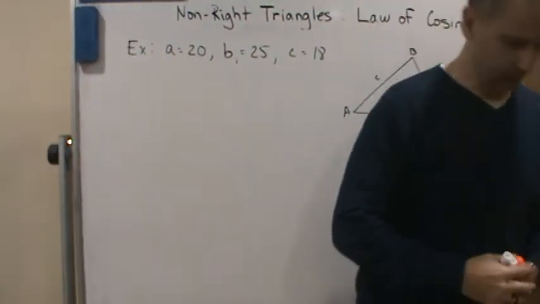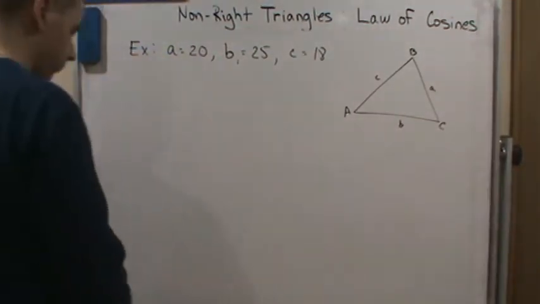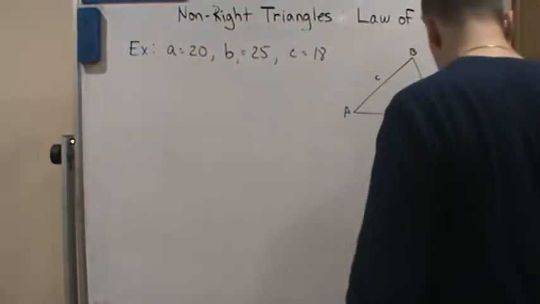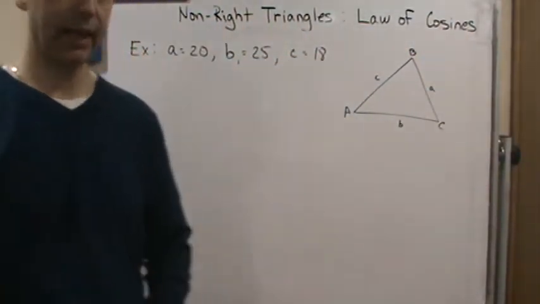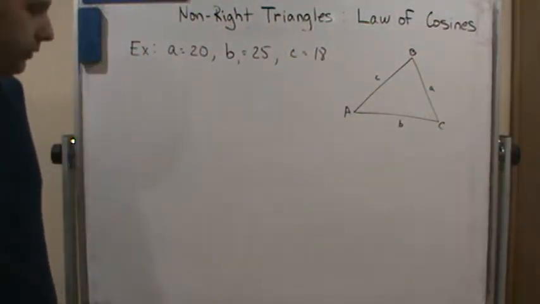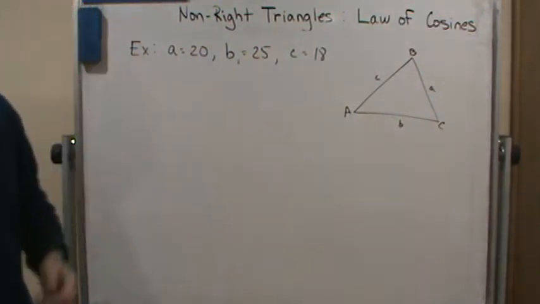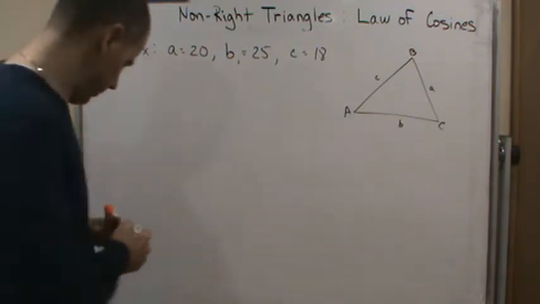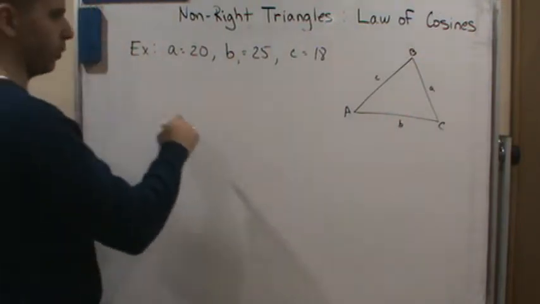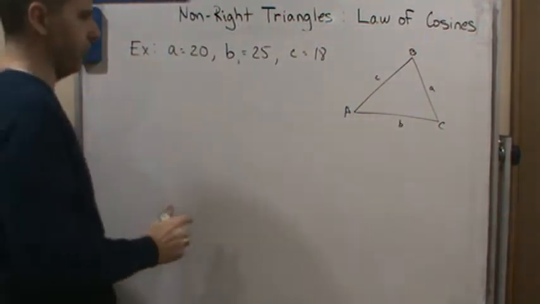Okay, so welcome back. And now we're going to do an example where we have the triangle side, side, side. In this example we're given three sides, A, B, and C. We have no angles. So we're going to start by using the law of cosines, and we're going to solve for one of the angles. So we got to get this started.